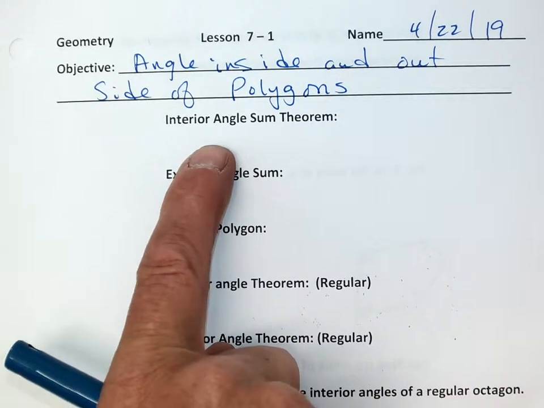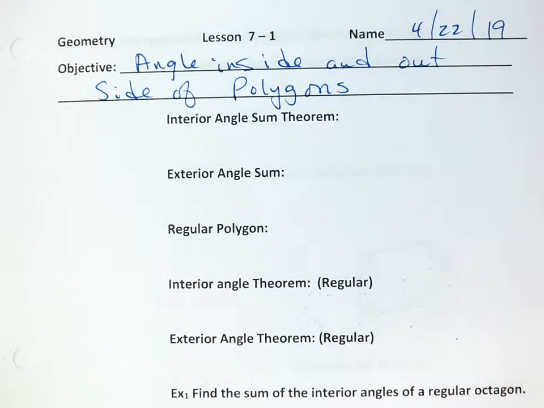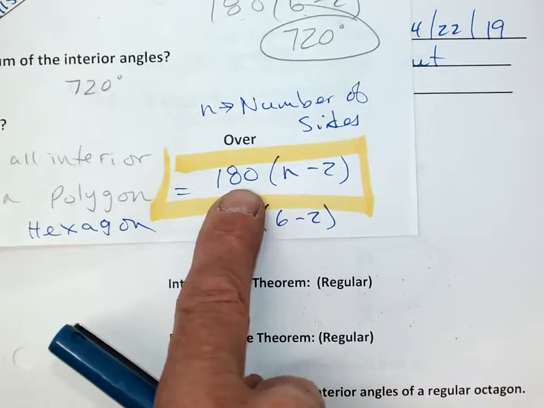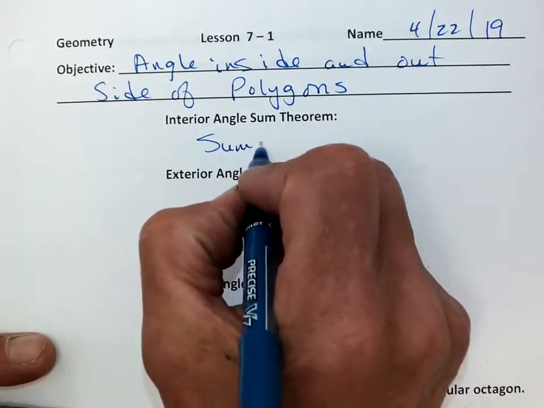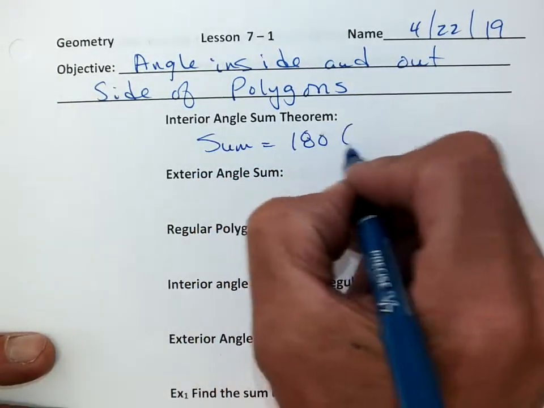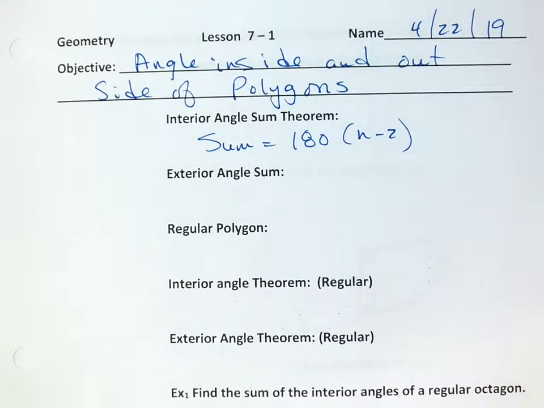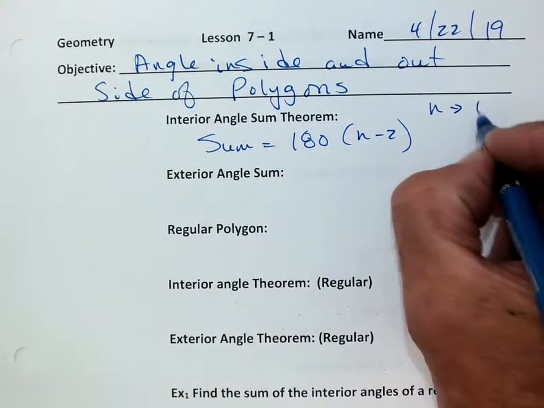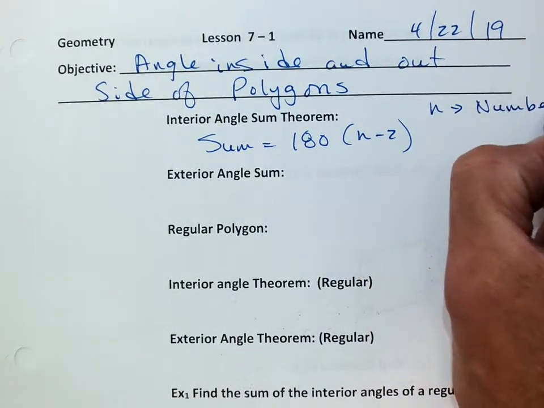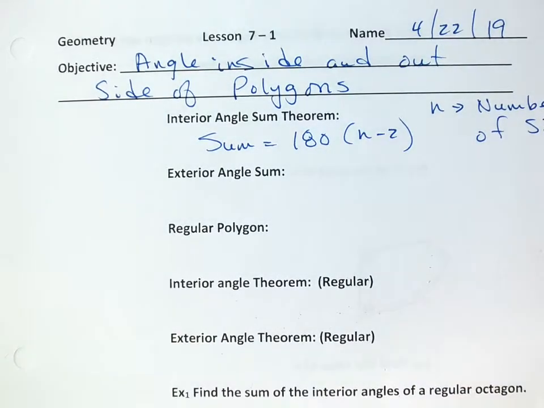So the interior angle sum theorem. We saw that when we were doing our little activity. We saw the formula was, okay, so we want the sum is equal to 180 times n minus 2. And n stands, of course, for the number of sides or the number of angles, same thing, okay? So n is just the number of sides.